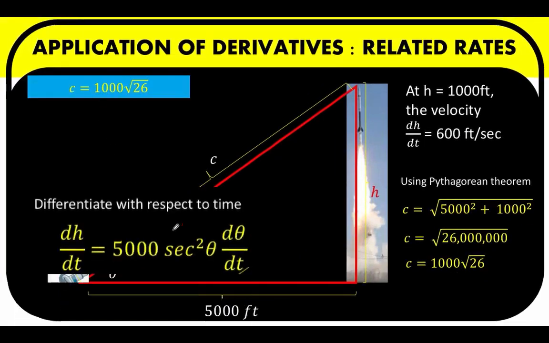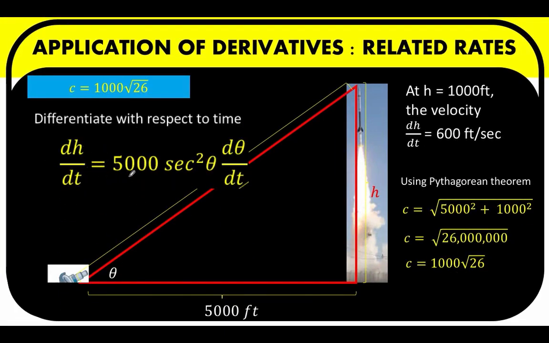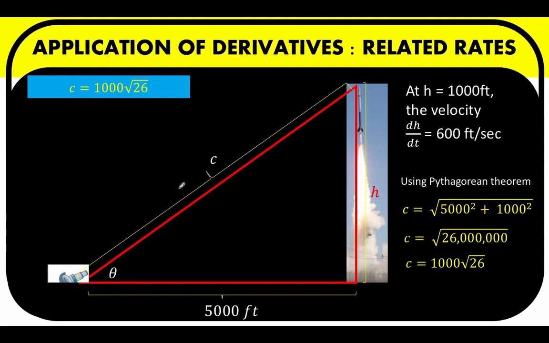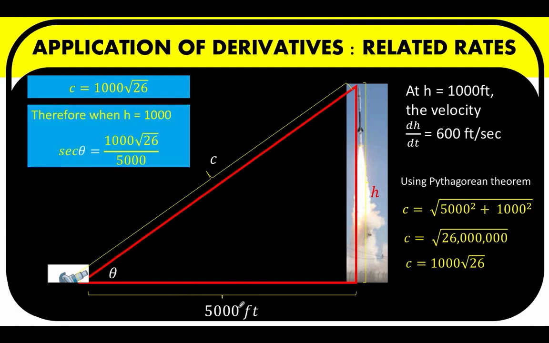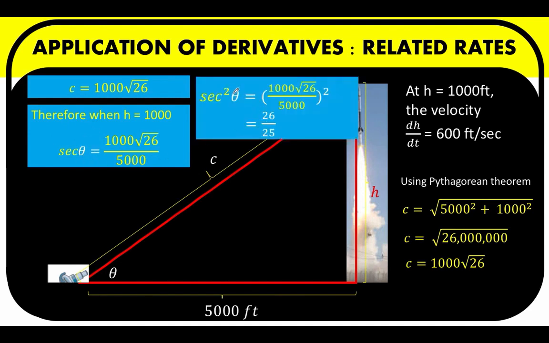Using now this value, and remembering that we are solving for dh over dt given by this equation that we arrived at previously, which is 5,000 secant squared theta d theta over dt, we can compute this secant squared theta. First, we need to recall what secant theta is. Secant theta is the inverse of cosine theta. So if cosine is adjacent over the hypotenuse, the secant is the hypotenuse over the adjacent side. So here our secant of this angle theta is equal to this hypotenuse c, which we computed to be 1,000 square root of 26 when the velocity was 600 feet per second, and the adjacent side is 5,000 feet. We want the value of secant squared theta, so we square both sides to arrive at secant squared theta equals 26 over 25. This is the value that we need to substitute in our preliminary results.